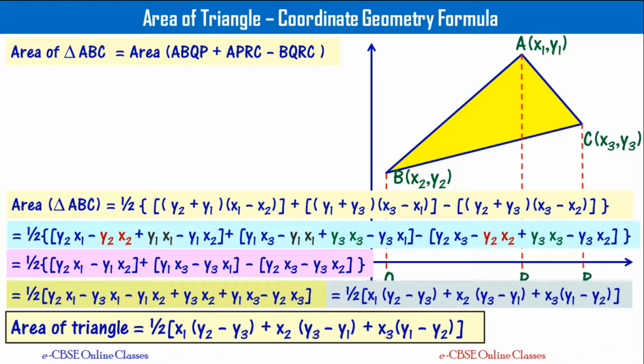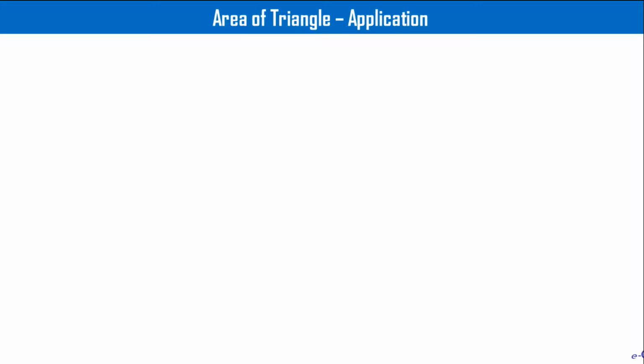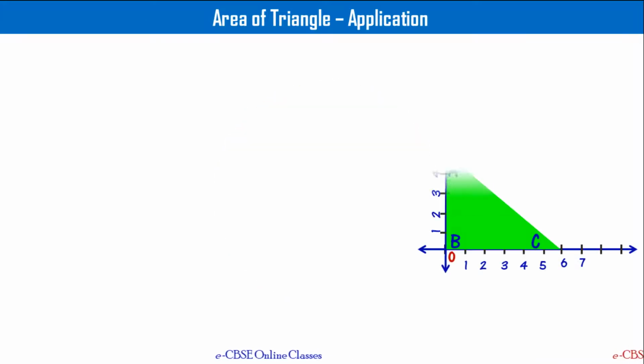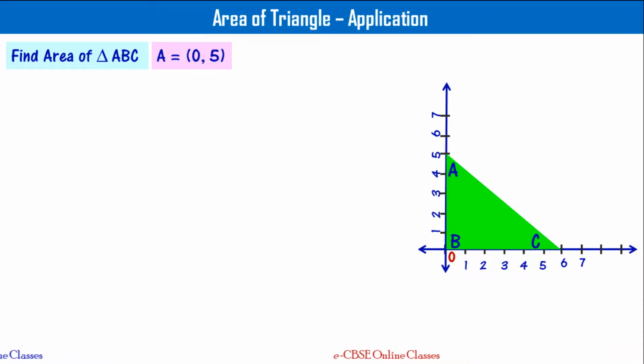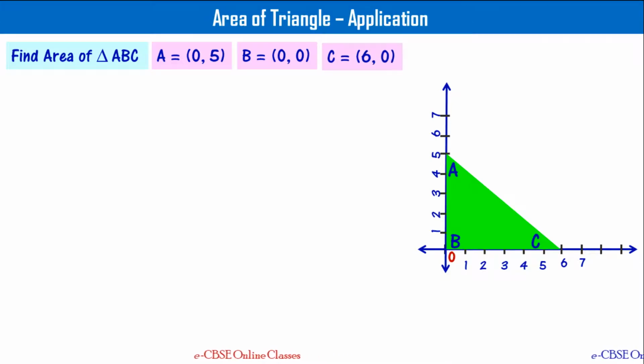Please take a note of this particular equation. Let's take a look at an application problem here. Find area of triangle ABC shown in the figure. As per this particular figure, A is (0, 5), B equals (0, 0) and C equals (6, 0).